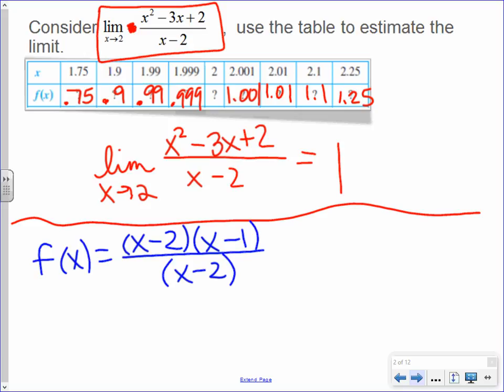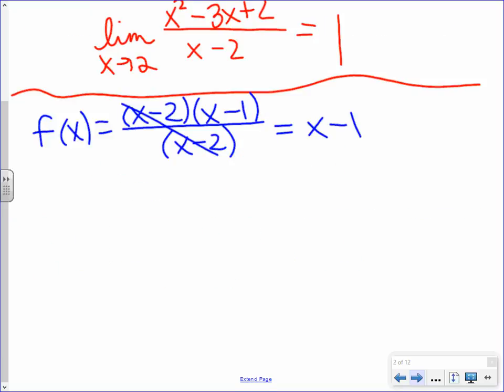And what happens? Our factors cancel and we're left with x minus 1. Because we had factors that canceled, what does that mean graphically about our function? Ooh, I remember this. Tell us. No, I remember what it is. I just don't know what it's called.